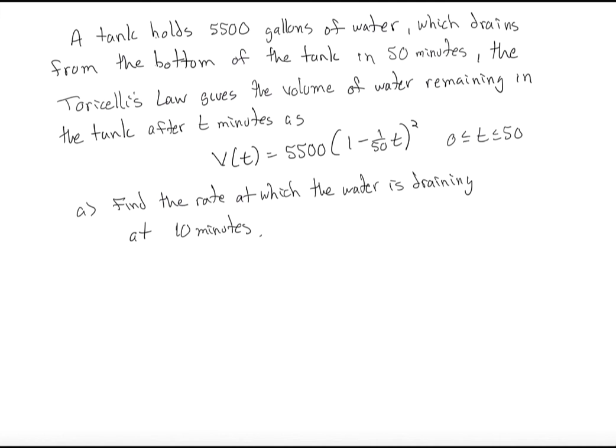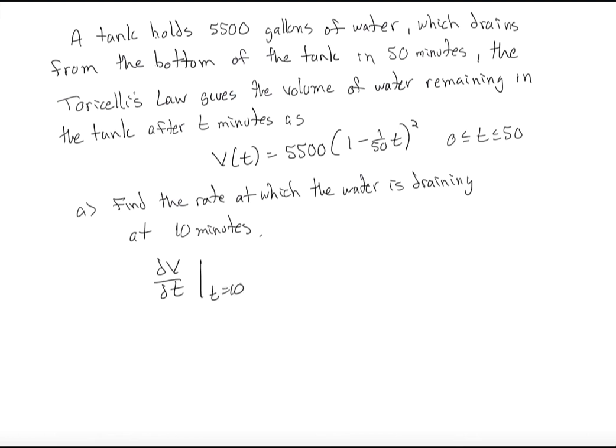Part A, let's do a couple parts here. Part A, let's find the rate at which the water is draining at t minutes. And again, just like in our prior problem, the rate at which it's draining is the rate at which the volume changes per unit time. So what we're looking for here is, what's dV/dt at t equals 10 minutes.